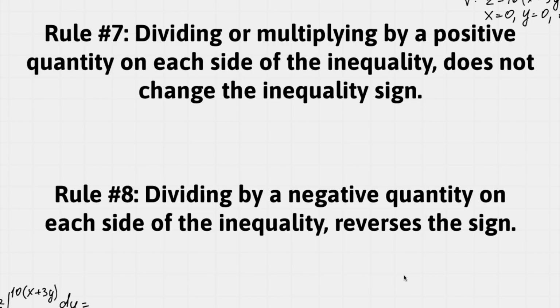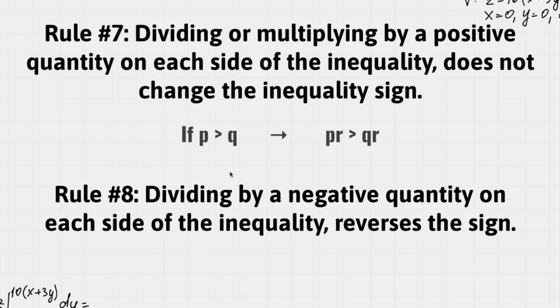Now rule number 7 is that when dividing or multiplying by a positive quantity on each side of the inequality, it does not change the inequality sign. So same as adding, if we multiply here by R, the sign stays exactly the same, or same if we divide by R.